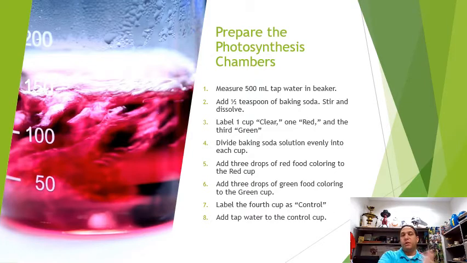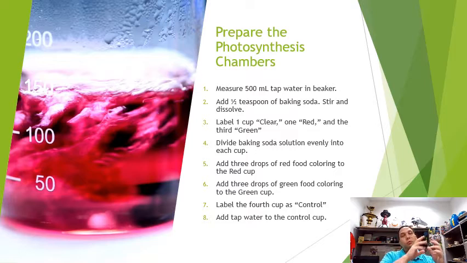So we need to first prepare our photosynthesis chambers. First step, measure out 500 milliliters of tap water into a beaker. Add about a half a teaspoon of baking soda. Now remember that baking soda's job is to release carbon dioxide in the solution. You need to stir it up so you have carbon dioxide for your plants to photosynthesize.